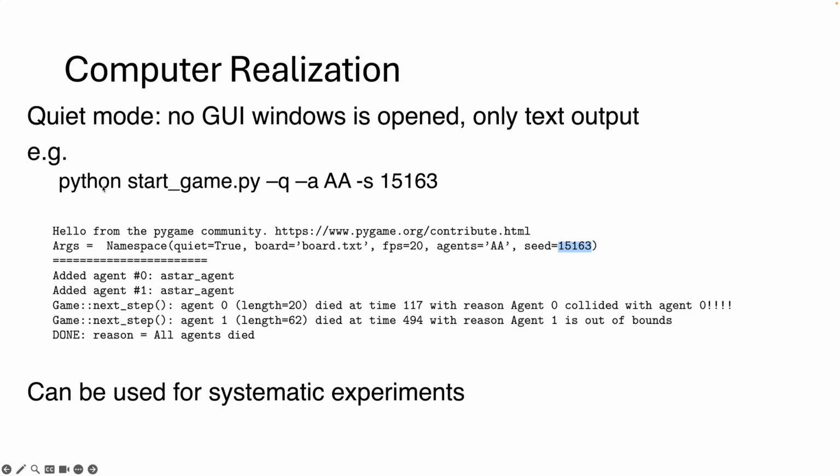For example, let me start the game with this command. As you can see, it goes in quiet mode with only two agents, actually two A stars, with the following seed number. And the output of the game will be the following text that shows us that two A star agents were added, and the first of them died with length equal to 20 at time tick 117. The second one died a little bit later.